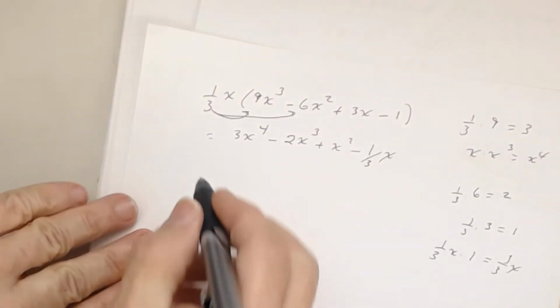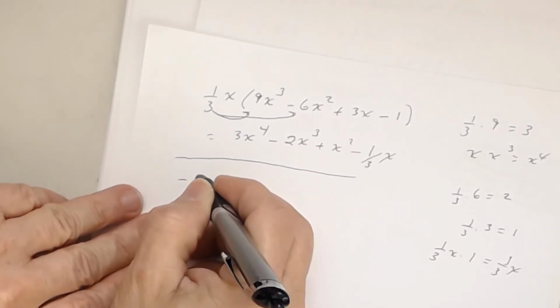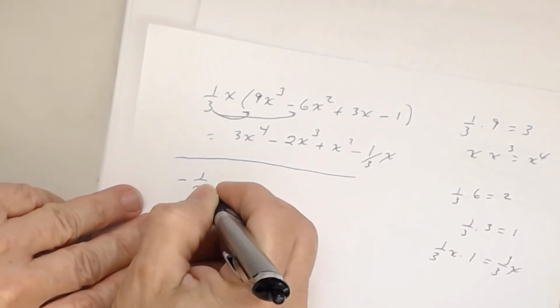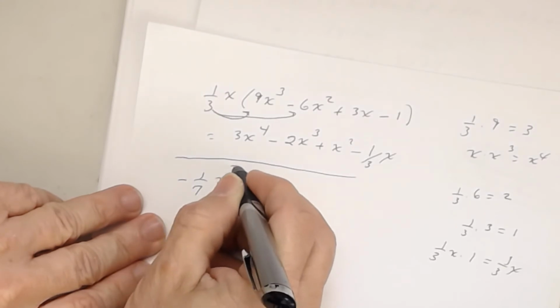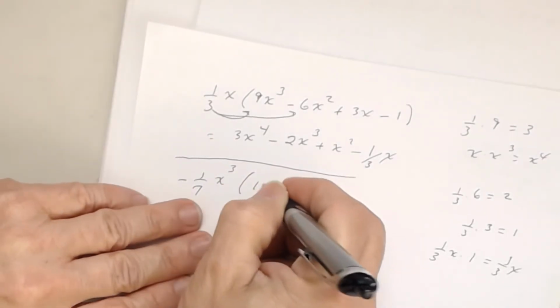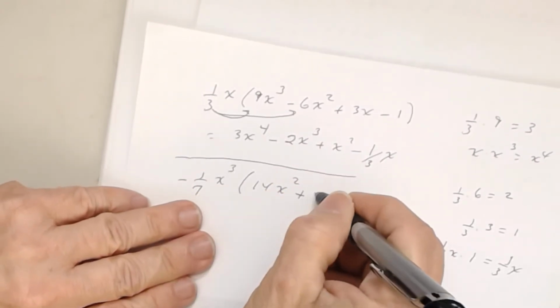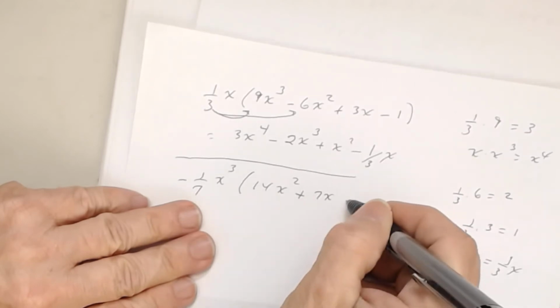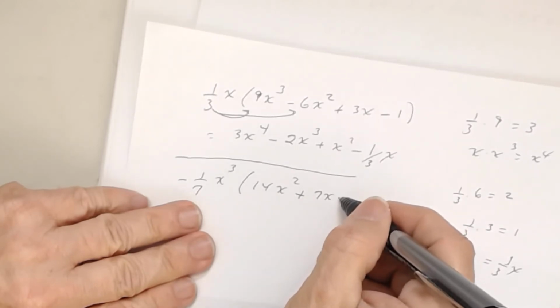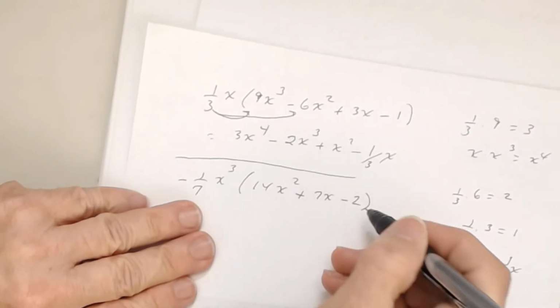Okay? Now what if you had this? Negative 1/7 x cubed times 14x squared plus 7x minus 2.